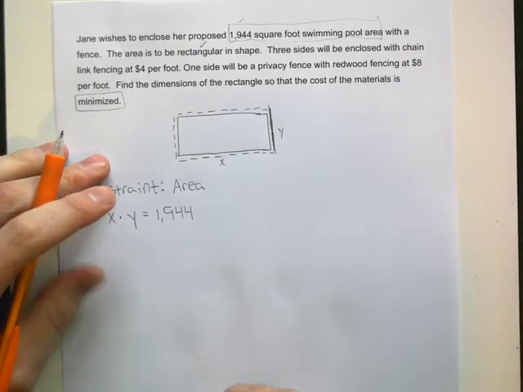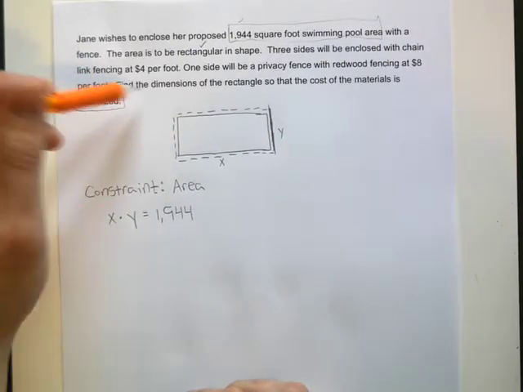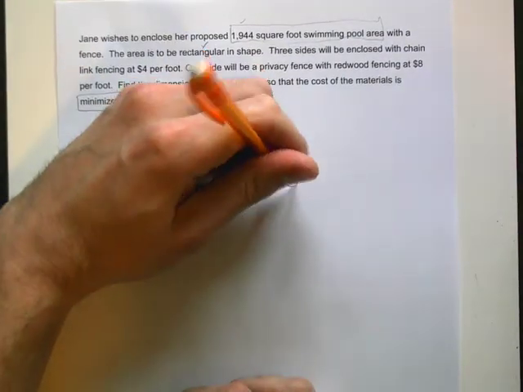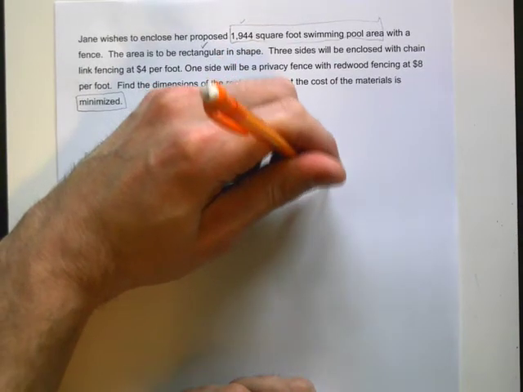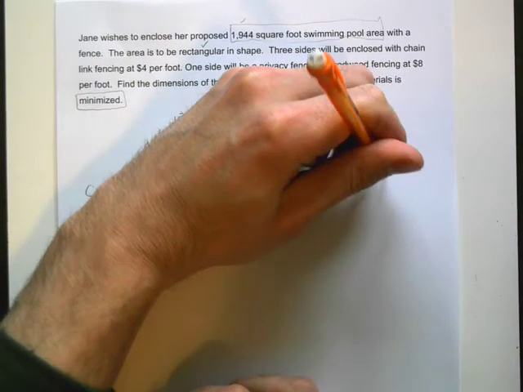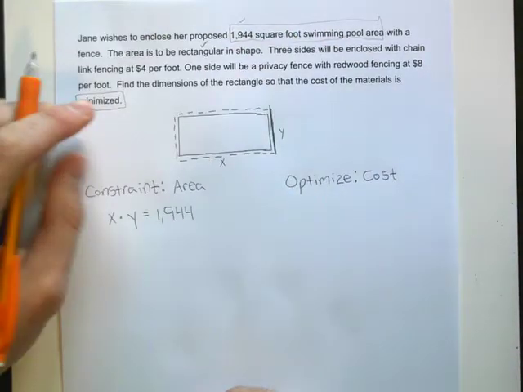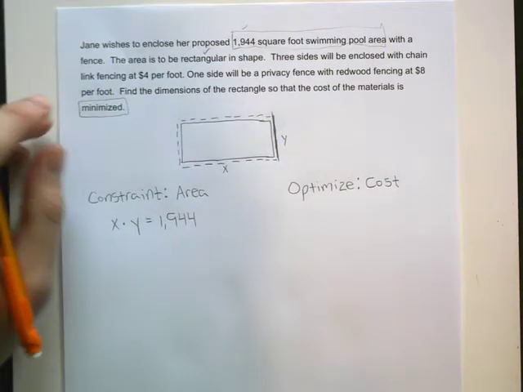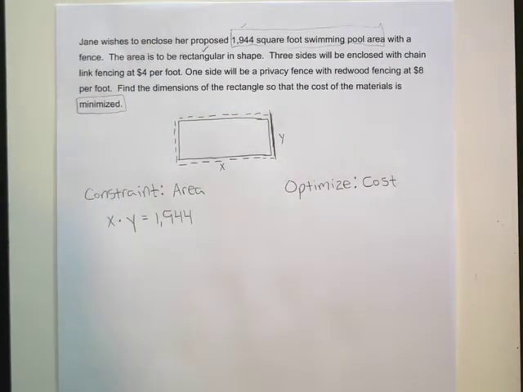We need to find our optimization equation. If we go back to that last sentence, it says find the dimensions of the rectangle so that the cost of the materials is minimized. So it looks like we're trying to optimize our cost, right? We want to find the critical point where cost is at a minimum value. Here's the extra piece that we're going to have to do this week. When you're looking at cost, you always have to ask yourself, what is cost related to? Is it related to perimeter? Is it related to area? Is it related to volume? What are you paying for?